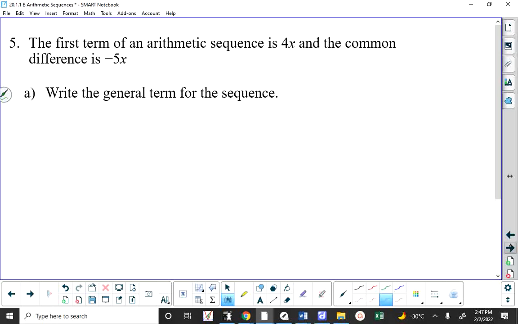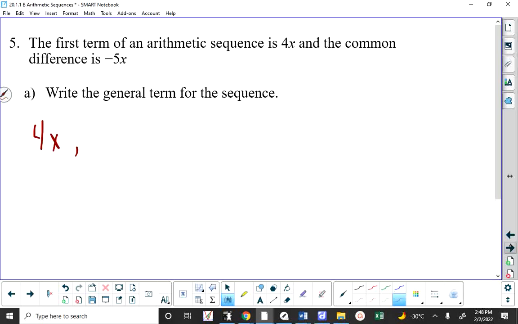The first term of an arithmetic sequence is 4x. It's not a number. It's an expression. And the common difference is negative 5x. What does that mean? Let's write out the sequence before we do anything. The first term is 4x. The common difference is negative 5x.